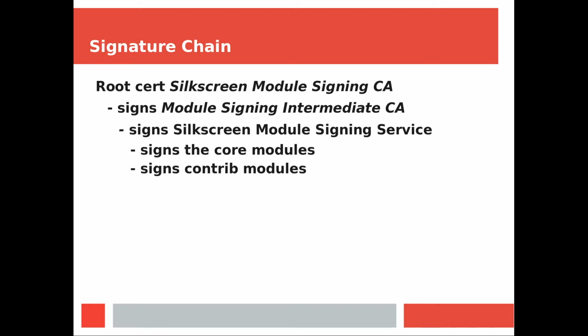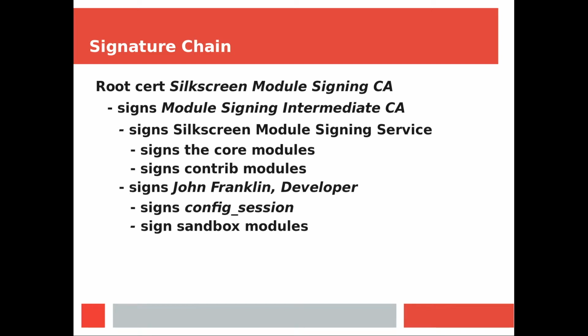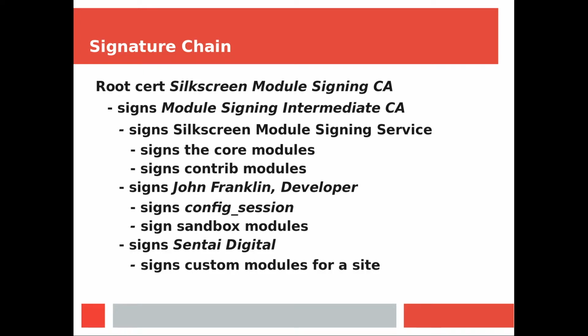That intermediate CA then signs the Silkscreen module signing service, and that will sign each of the core modules and the contrib modules as well. But as I mentioned, we can also say, I can get my own, and I'll sign config session, I'll sign any of the sandbox modules that I have, and that way it doesn't have to go through a full release cycle, and yet you can still tell this is a module that has not been corrupted since it was published, in whatever form it's published.